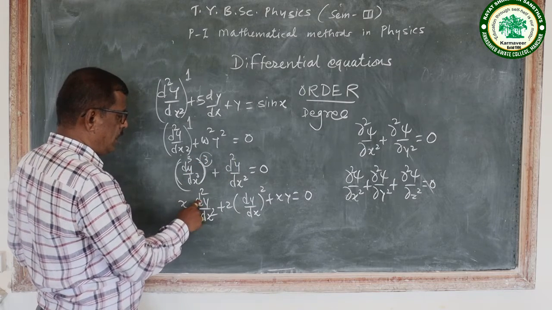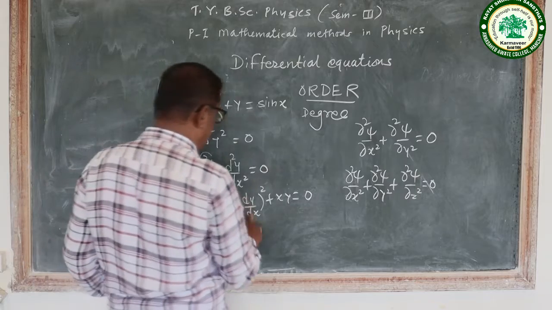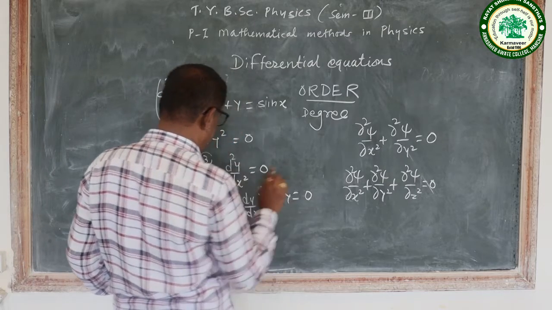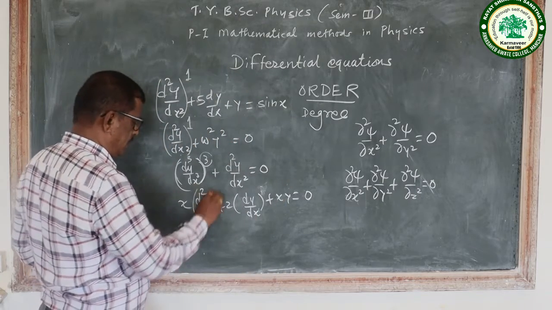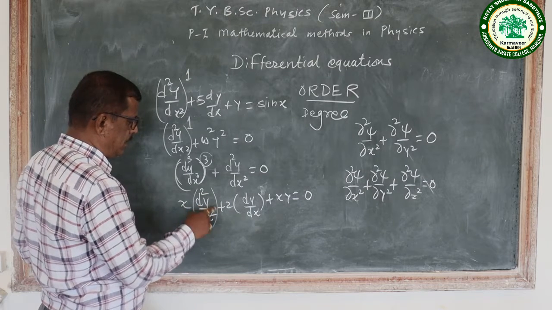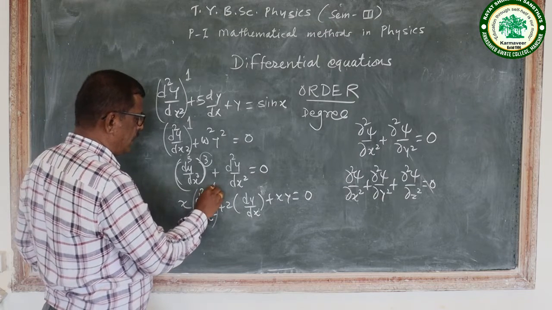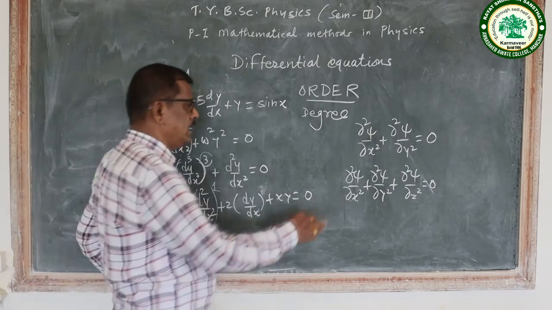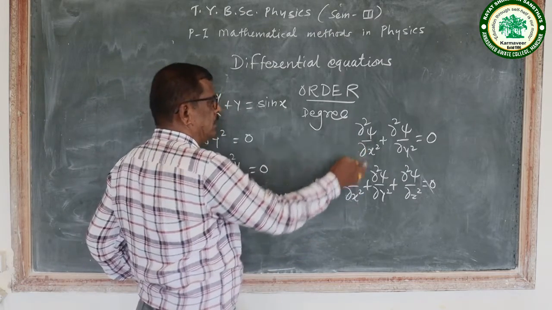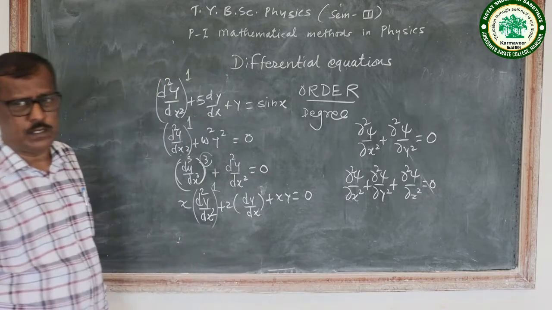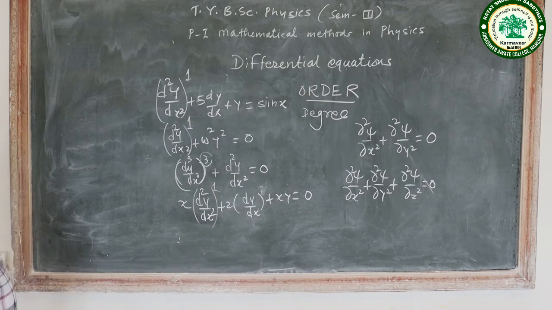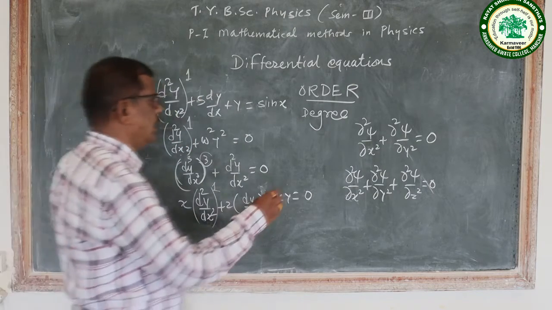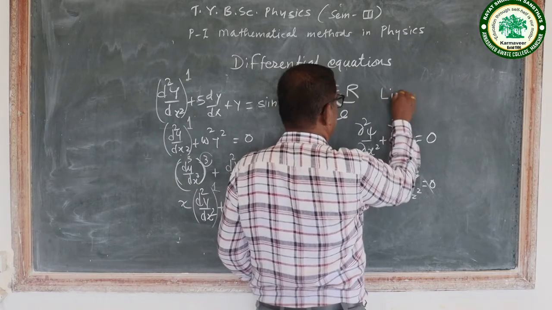Here x d2y by dx square plus 2 (dy by dx) square plus xy, that is equal to 0. Here the highest derivative is d2y by dx square. This is raised to 1. Therefore the degree of this differential equation is 1. Similarly for both equations the degree of this differential equation is 1. Now see what is the linearity of a differential equation.